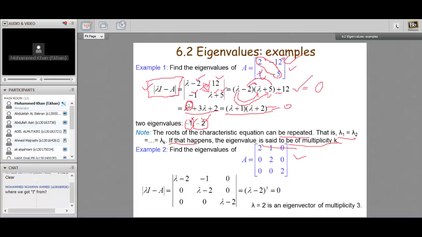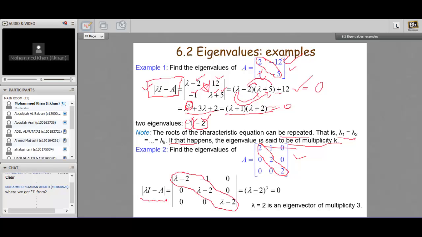As I told you, first of all we have to find the characteristic equation. The characteristic equation will be lambda I minus A. So you have to write this equation. Whatever the diagonal elements are, you have to subtract lambda. We have diagonal elements 2, 2, 2, so you will write lambda minus 2, lambda minus 2, lambda minus 2 in the diagonal elements.